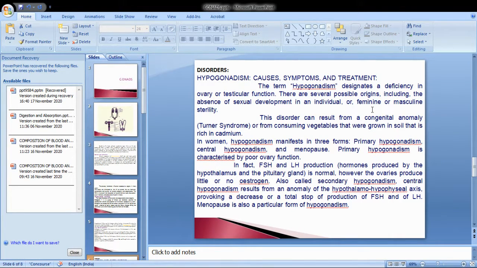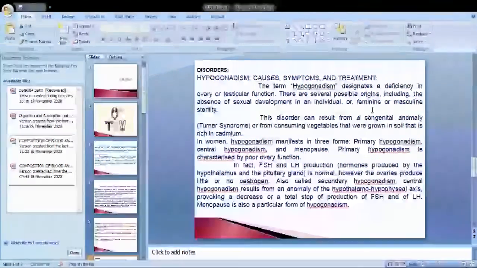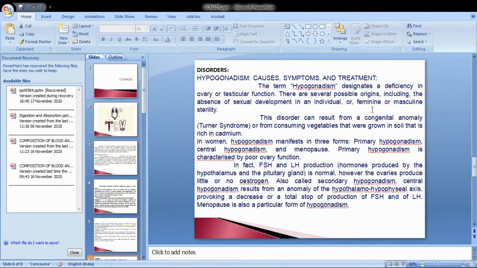What happens is that sperm production may be very low. Male infertility is due to low sperm production, abnormal sperm functions, and blockages that prevent the delivery of sperm.